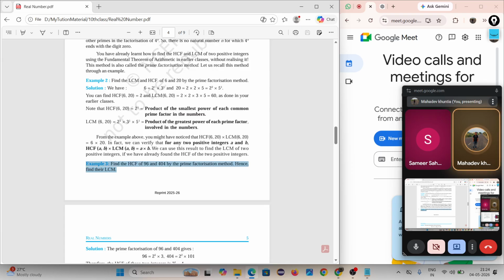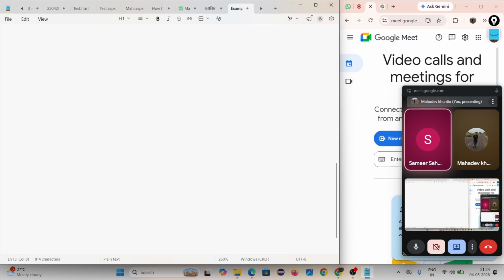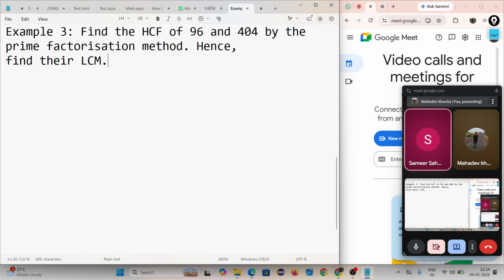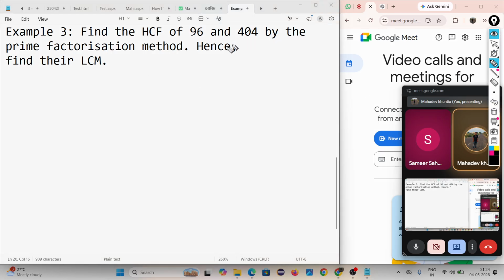Based on this concept, look at example 3. Read the question: find the HCF of 96 and 404 by the prime factorization method. Hence find their LCM. Two numbers are there, 96 and 404. By which method? Prime factorization.